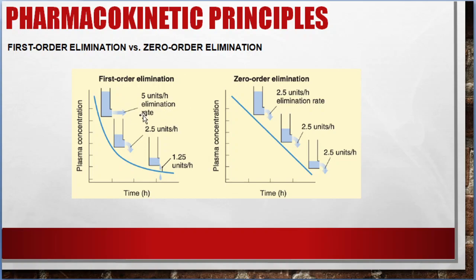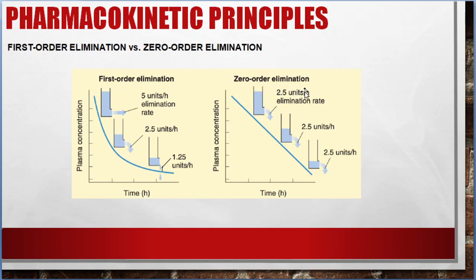So this is how we differentiate your first order elimination versus your zero order elimination. For your first order elimination, there is a based on the half-life of the certain drugs. For example, ito, every hour ang kanyang half-life. For example, we give 5 units of that drug. So after 1 hour, nagiging 2.5 because half-life niya. So 5 divided by 2, nagiging 2.5 after an hour. Next, after an hour, i-divide mo na naman ng 2, nagiging 1.25. So first order is basically based on the half-life of the drugs.